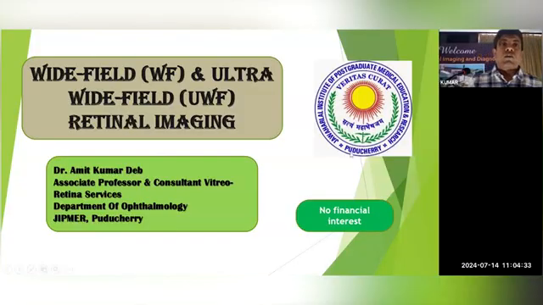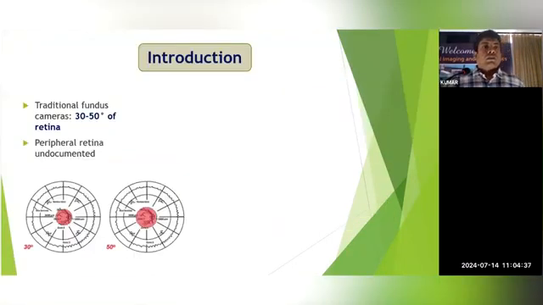So I'll be talking on wide field imaging and ultra wide field retinal imaging. The traditional fundus cameras which we usually have will capture only up to 30 to 50 degrees of the retina, that is the posterior pole. So the peripheral retina most of the time remains undocumented. As you can see here, the first diagram is around 30 degrees and the second diagram, 50 degrees of the retina. And you can see most of the peripheral retina remains undocumented.